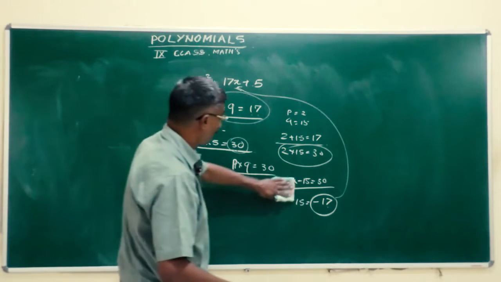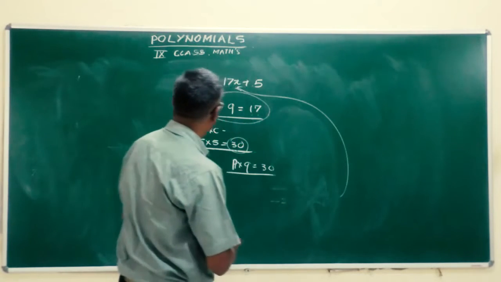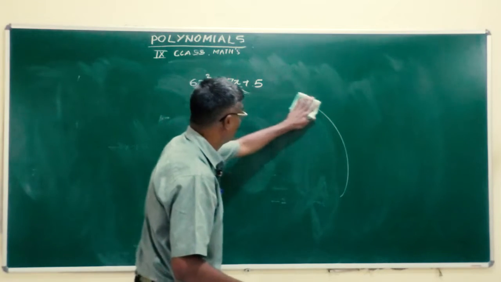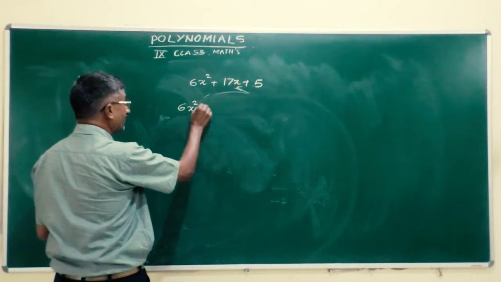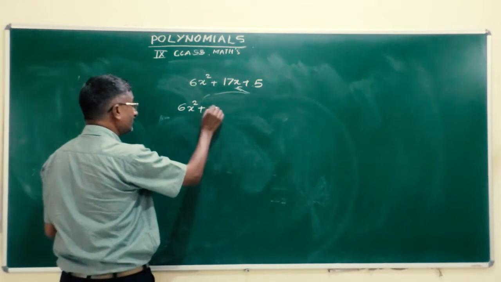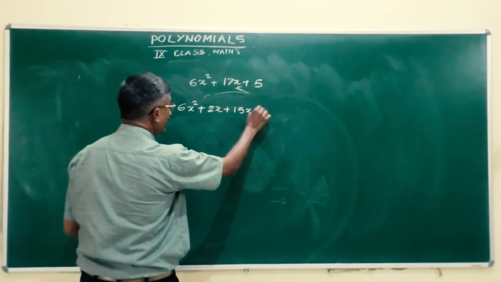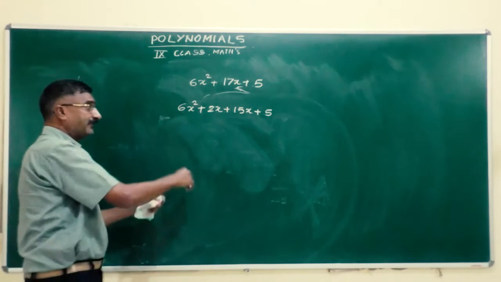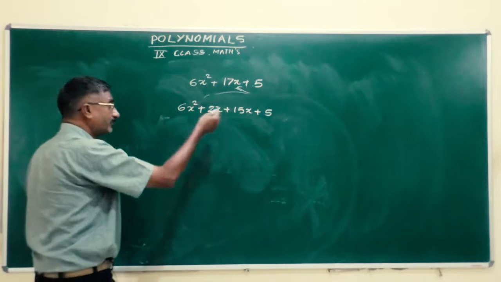So we will take 15 and 2. Okay, so P is equal to 15 and Q is equal to 2. So that is equal to 6x square plus 2x plus 15x plus 5. Clear? You can write 15 first and 2 later on. There is no problem in that. We can solve with both the things.